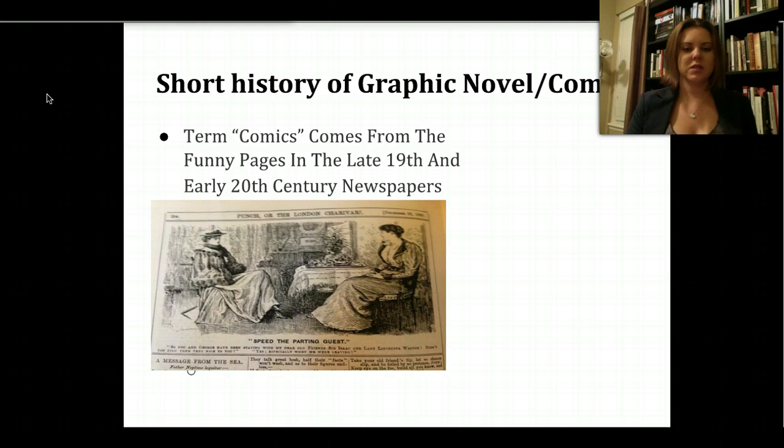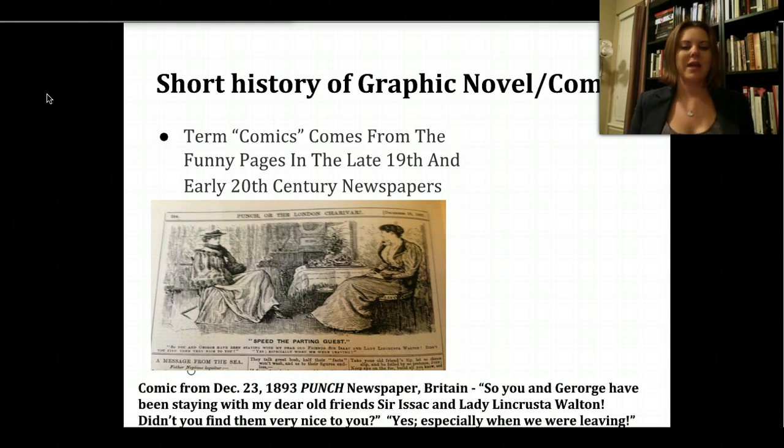All right, and so this is an example. It's not a great picture, but this is actually from 1893, and it was published in a British journal, Punch, in Britain, and it's not sequential. It's just in one scene, and we get just a joke within that panel.